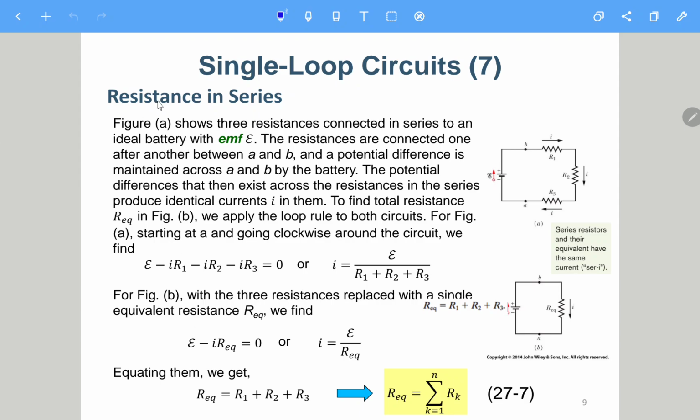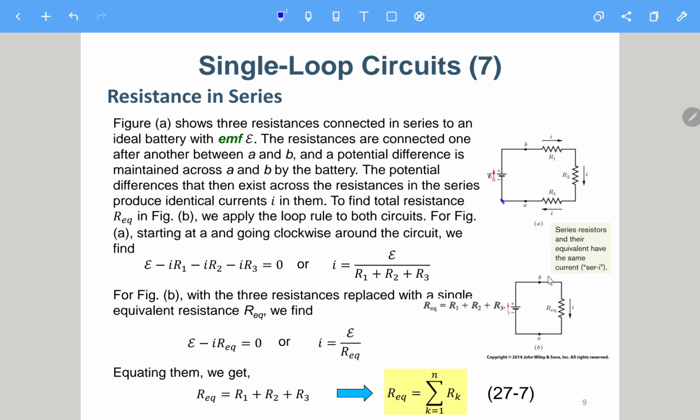Okay, so here we also talk about the series resistance. It is just like if we have E, R1, R2, R3, we have an original point, go up by E, so we have plus E, and then minus IR1, minus IR2, minus IR3, going back to the original point equals 0. Okay, so we move these three terms to the right side, and then divide by R1 plus R2 plus R3 on both sides. So we have I equals E over R1 plus R2 plus R3.